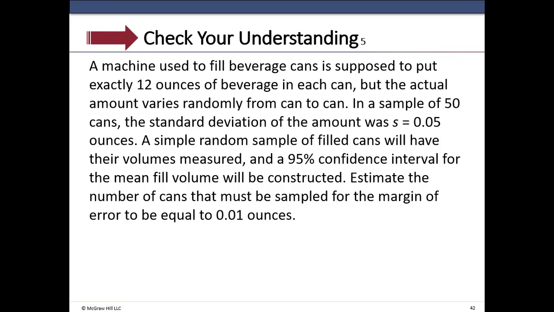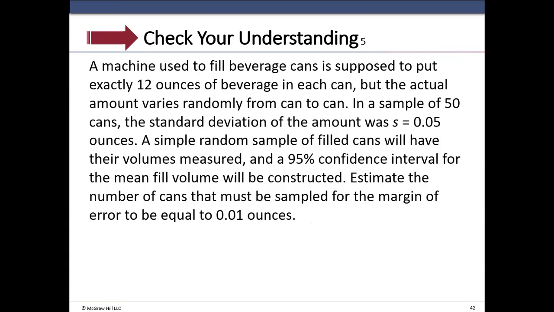Okay, so a simple random sample of filled cans will have their volumes measured and a 95% confidence interval for the mean filled volume will be constructed. Estimate the number of cans that must be sampled for the margin of error to be equal to 0.01. So we take the critical value of Z for a 95% confidence interval, which is what?